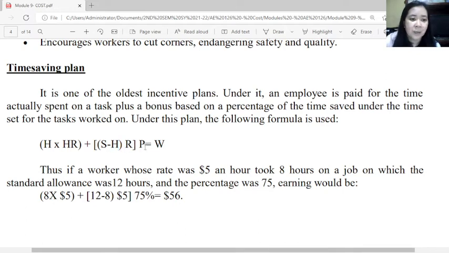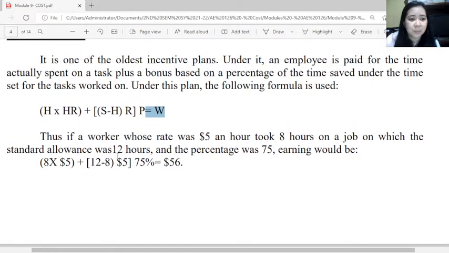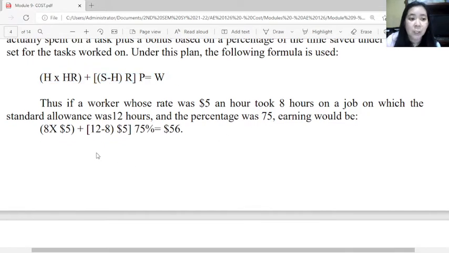And then here this is the percentage. To understand better, we have here a worker whose rate was 5 an hour. It took 8 hours on a job on which the standard allowance is 12 hours, and the percentage was 75. Based on the formula as mentioned earlier, we will just follow.